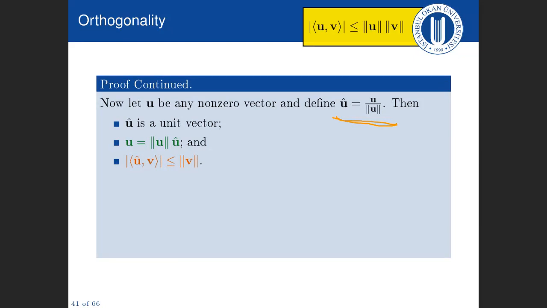So then we have three things. U hat is a unit vector. U is equal to the norm of U multiplied by U hat. And because U hat is a unit vector, in orange, we know that the Cauchy-Schwarz inequality is true for U hat.